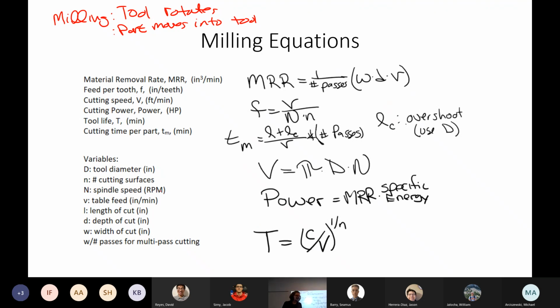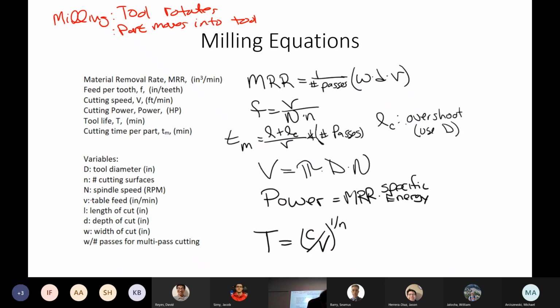So you'll notice that some of the equations are going to be the same. If I look at the equation for cutting speed, which is again our capital V, it is still pi D N. The difference is the N is the rotational speed of the cutter, so it's still N. D is going to be the diameter of the tool. So the V and the N are a little bit different and pi's the same.